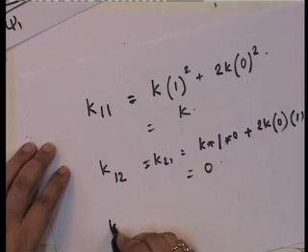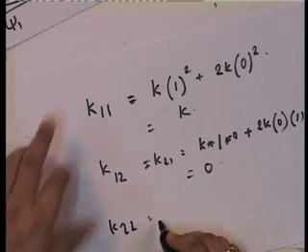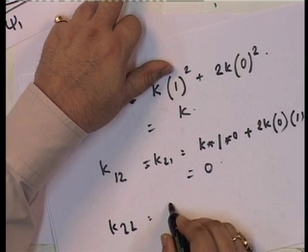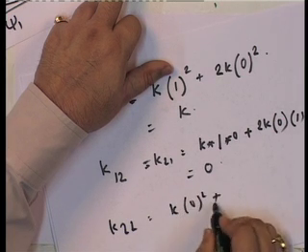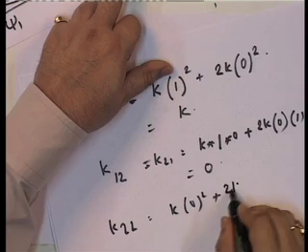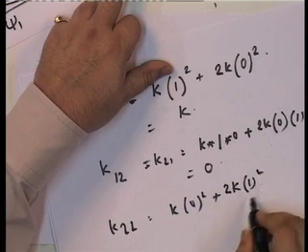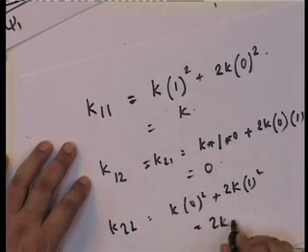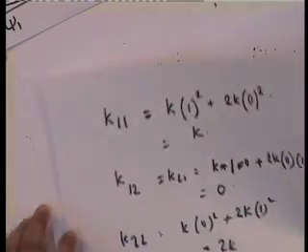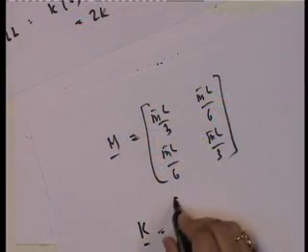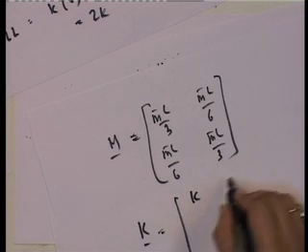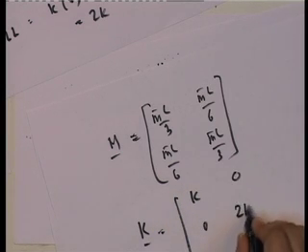And k22? Well, it is going to be equal to k into 0 squared plus 2k into 1 squared. So, that is equal to 2k. So, what does the stiffness matrix look like? If you look at this, the stiffness matrix looks like k is equal to [k, 0; 0, 2k].